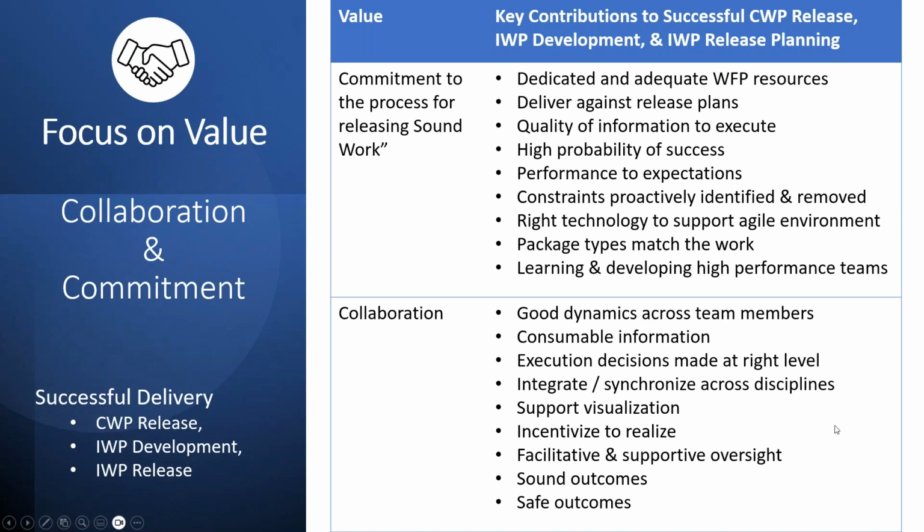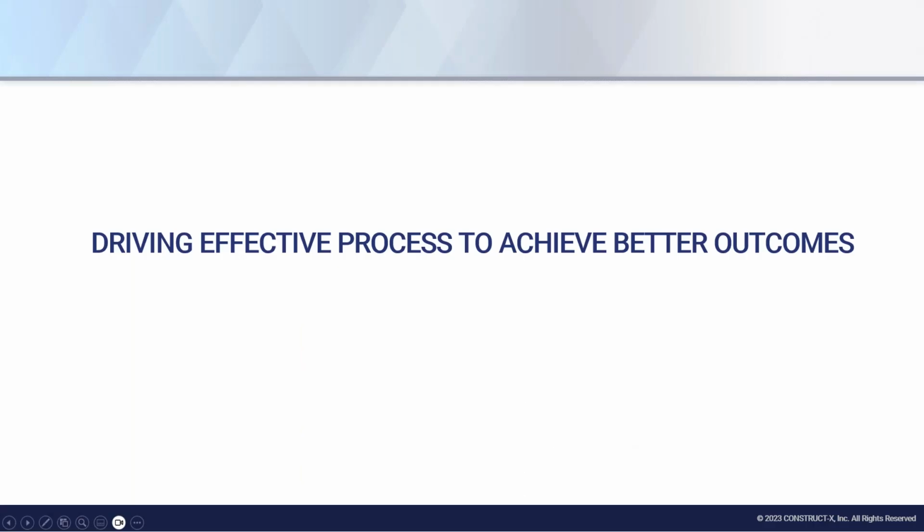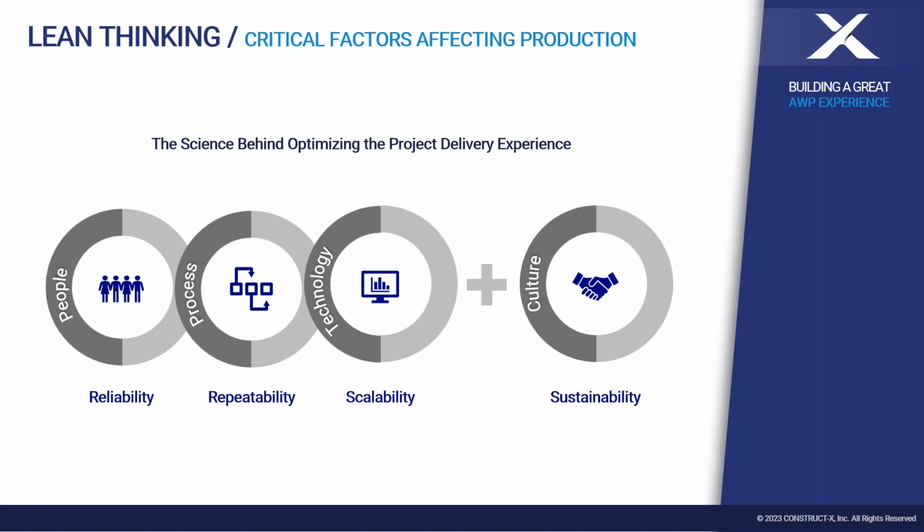The other part of this, of course, is driving effective process to achieve those better outcomes. And I know that many of you have seen this diagram that we've been showing for a while. The fact is that there are several layers to this. So if we're going to really do best, really have a successful IWP development and release program, right? The factors of people, process, technology, and culture to do all this need to be in place, or at least be maturing to develop that in place.